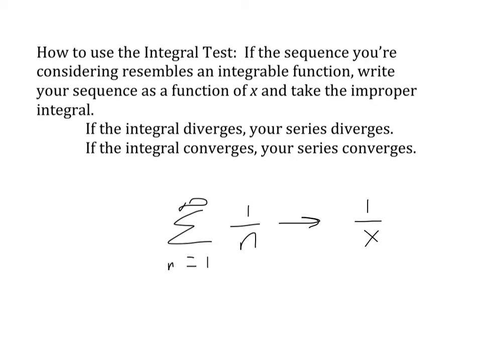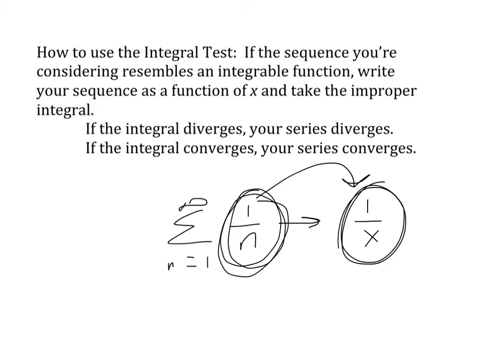It's incredibly simple. As long as you have a sequence which resembles an integrable function, and it's a decreasing function, do that infinite integral with the same bounds from 1 to infinity, and these two things will do the same thing. They will either both converge or they will both diverge. You're done.